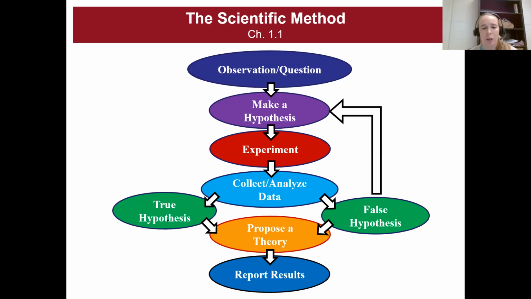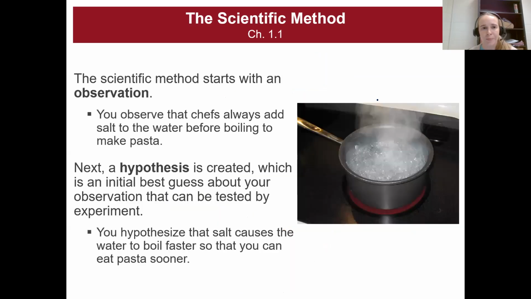And if your hypothesis is true, you can propose a theory about why those variables are related the way they are and report those results. If your hypothesis is false, you can also propose a theory, or you can go back and make a new hypothesis and start the process over. So that is the scientific method. Let's see it in practice.